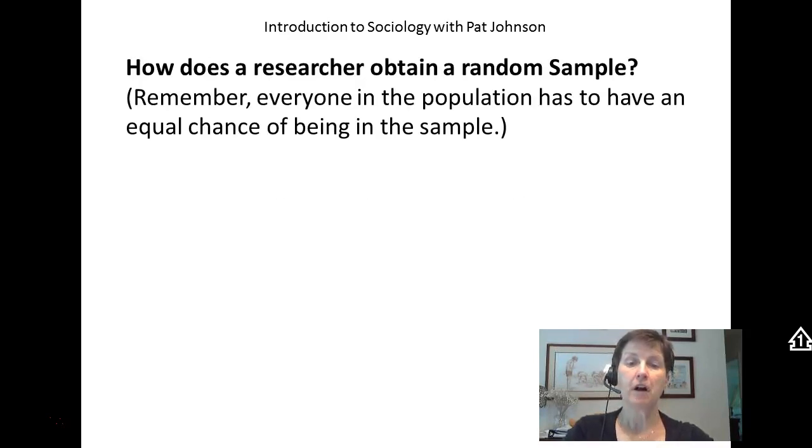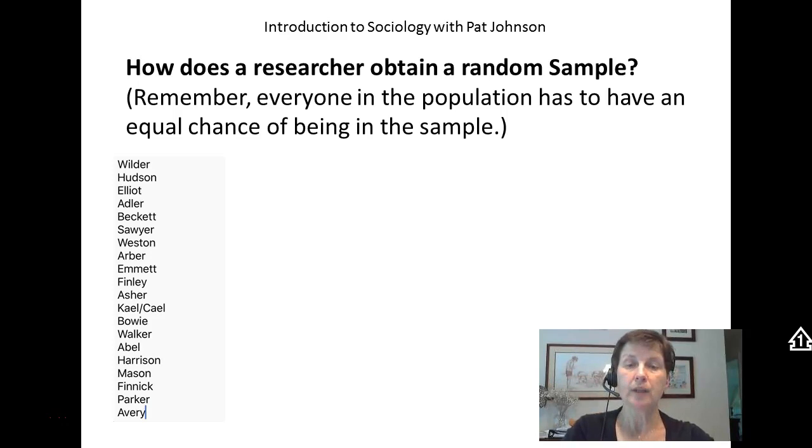How does a researcher obtain a random sample? Remember, everyone in the population has to have an equal chance of being in the sample. Well, let's suppose this is a list of people that we want to survey, but we don't have enough time or money to conduct a survey with each and every person on the list. This is a way that is not done today, but is a good image of what a random sample would be.